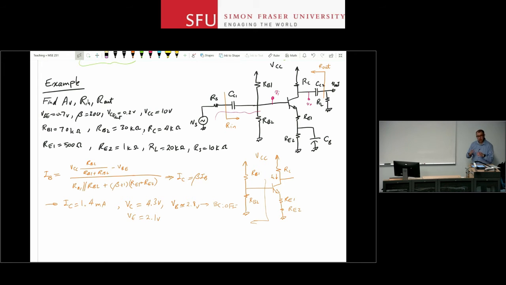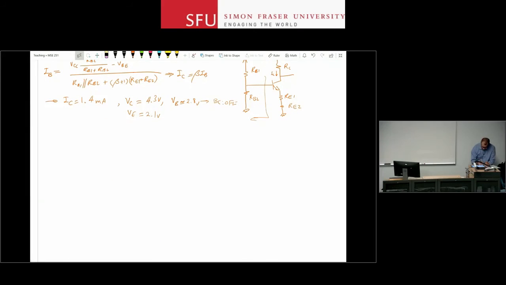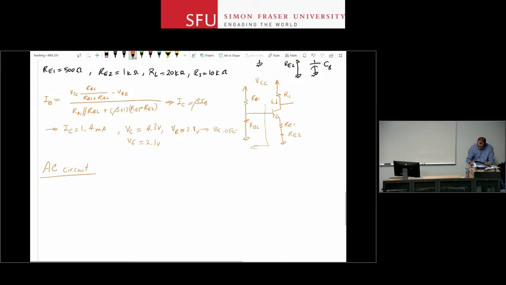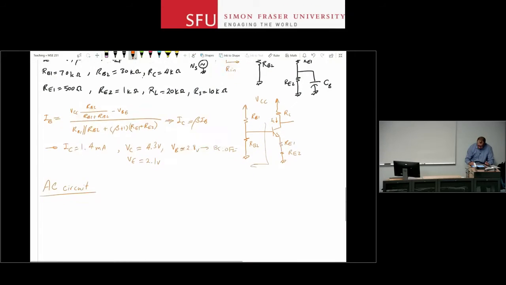So now I'm going to draw the AC circuit. It is not the small signal circuit, it is the AC circuit, meaning that I'm going to get rid of the DC sources in my circuit, and I'm going to short circuit all the capacitors that are used for coupling or bypass purposes. So from here, I can show that the AC circuit looks like this. Remember, this is not small signal, this is AC. This is how I get rid of the DC sources and the capacitors.